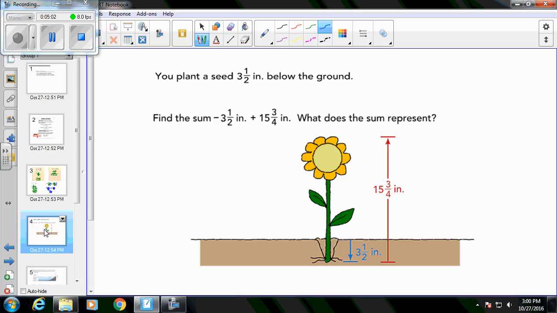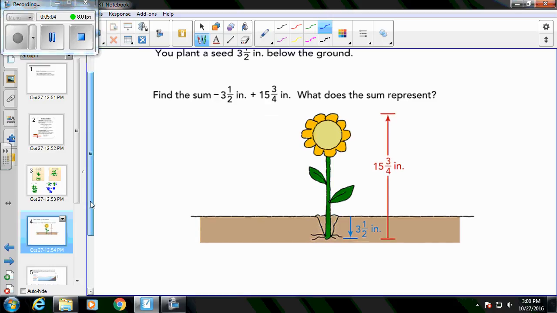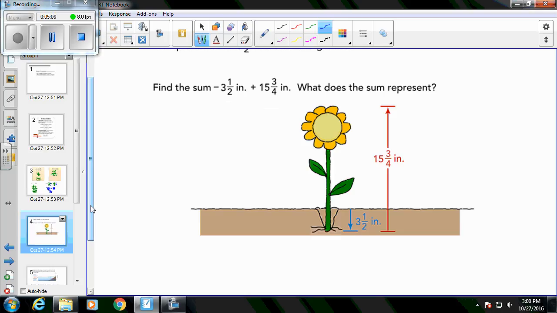You plant a seed 3.5 inches below the ground. Find the sum of negative 3.5 inches and positive 15 3/4 inches, and tell me what the sum represents. I'll let you work on that, and we'll come back.